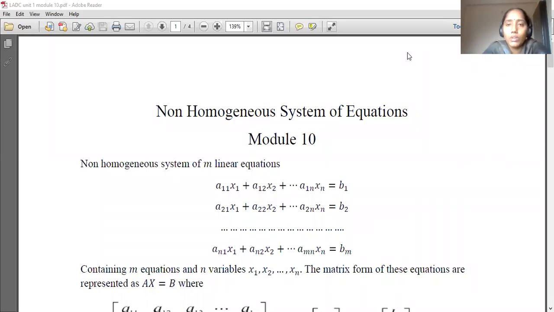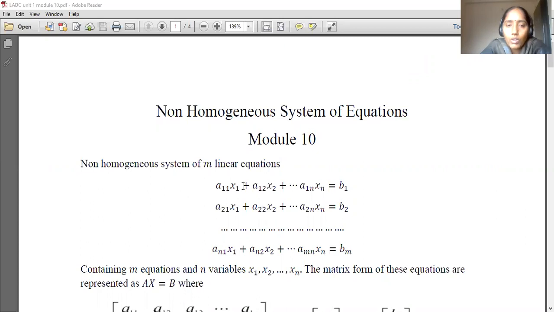Today we discuss module 10 in LADC, unit 1. Today's topic is non-homogeneous system of equations. First, we go through how the non-homogeneous system of equations looks.